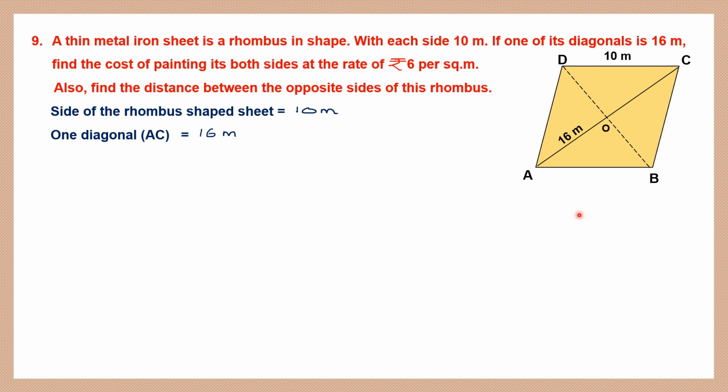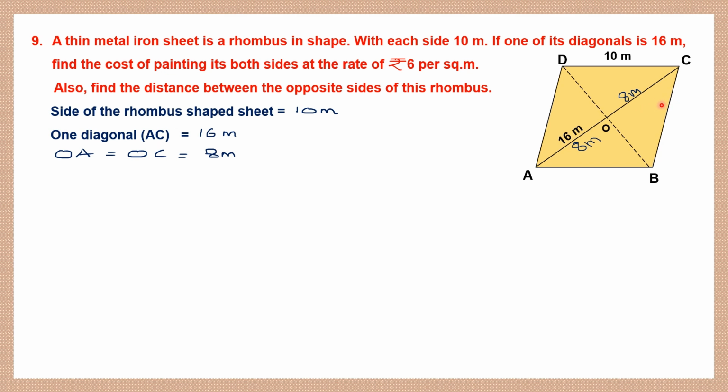In that case, if this whole thing is 16, half of it, OA, will be half of 16, which is 8, and OC will also be 8. So we can write that. So in that case, OA is equal to OC, which is equal to 8 meters, half of each. Let's write it here. So this part is 8 meters. And here also, this will be 8 meters. So we've written it there.